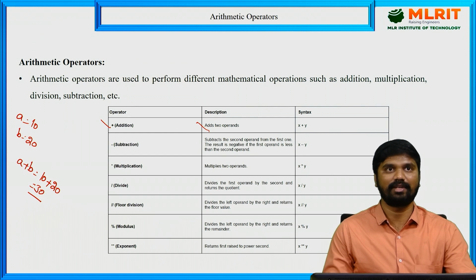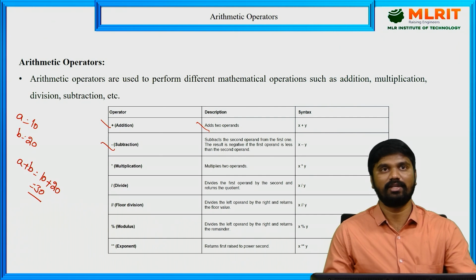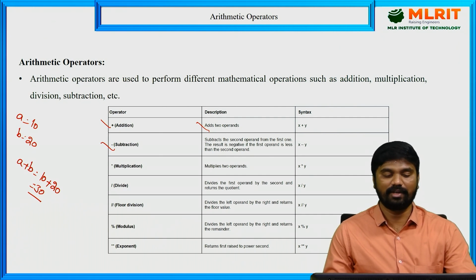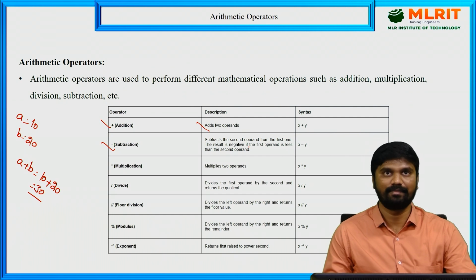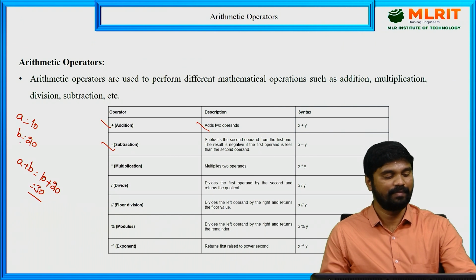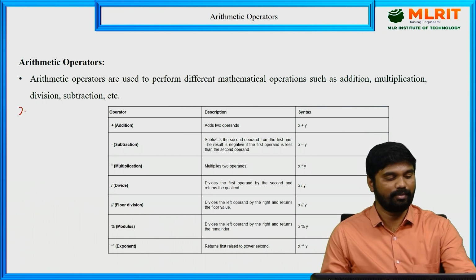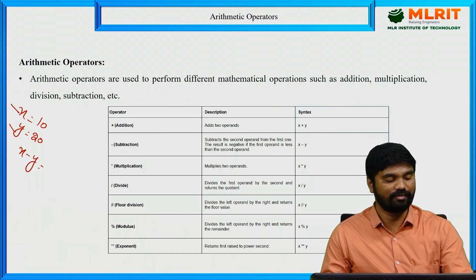Next, the subtraction operation. It is also one of the mathematical operations. Here the operator is the subtraction operator. It subtracts the second operand from the first one, and the result is negative if the first operand is less than the second operand. For example, x equals 10, y equals 20. Now this is the first operand and this is the second operand. Now x minus y, that is what?